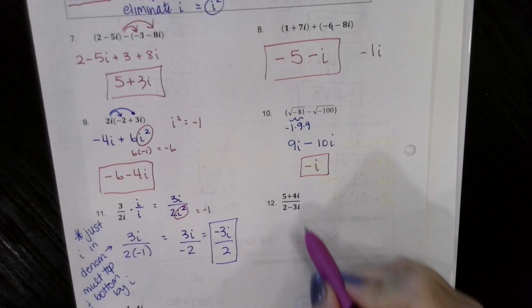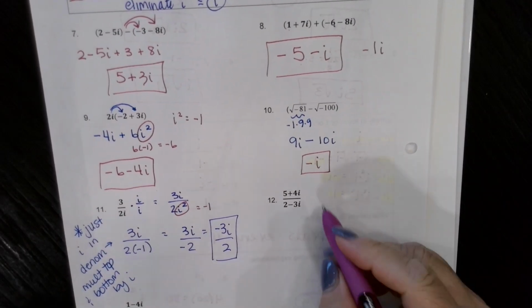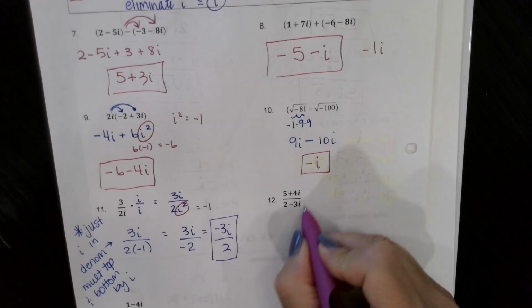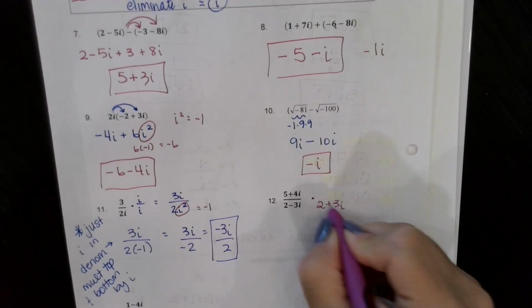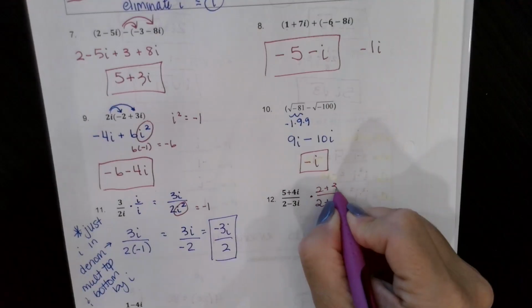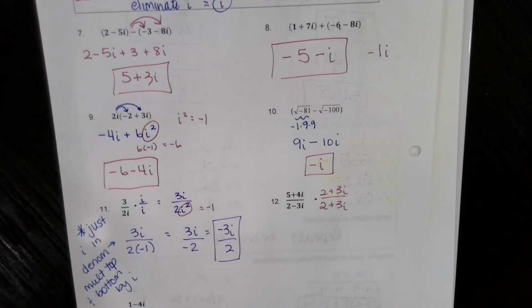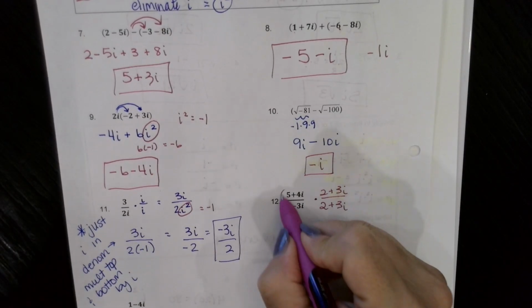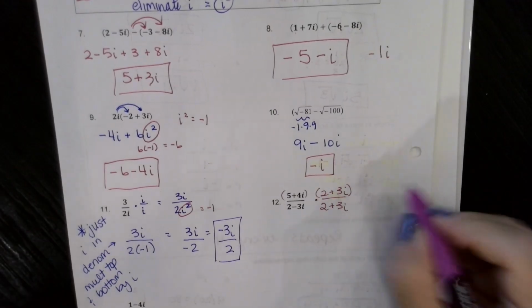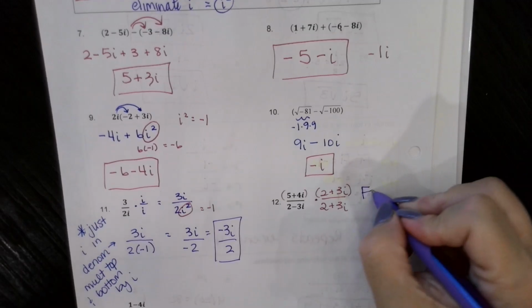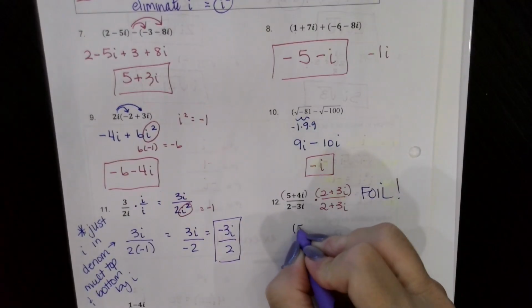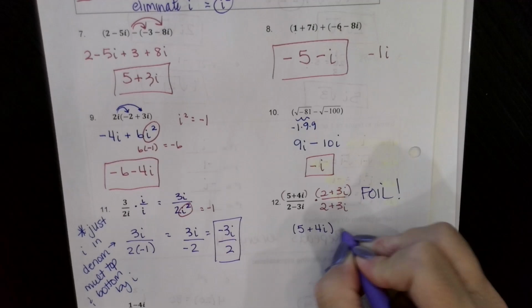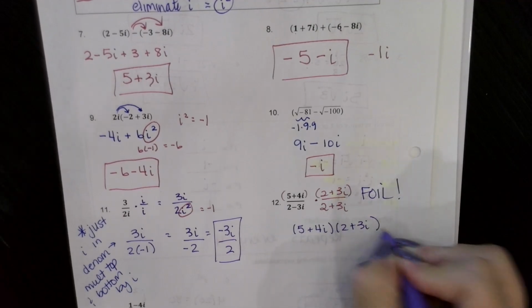Okay, now this is a perfect example of when we have to use the conjugate. So if this is my imaginary part, I'm going to multiply by the opposite. So 2 plus 3i, whatever I do to the bottom, I have to do to the top. Okay, now this is where it gets a little funky, because what we have here are 2 terms, and the only way to solve this is to FOIL. That's what we have to do. So I'm going to use this space that I have here, and I have 5 plus 4i and 2 plus 3i, and I'm going to FOIL this.